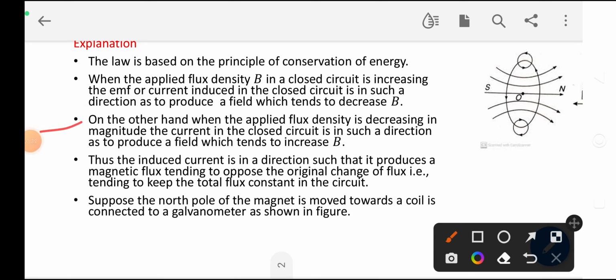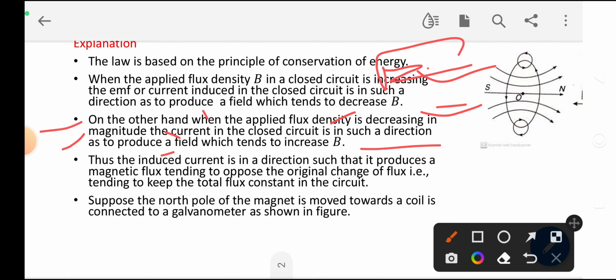On the other hand, when the applied flux density is decreasing, the induced current in a closed circuit is in such a direction as to produce a field which tends to increase B. When the magnetic field B is increasing, the produced field decreases it, and when B is decreasing, the produced field increases it. So it always works in the opposite direction.